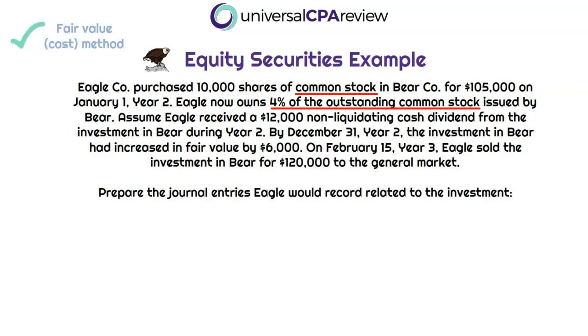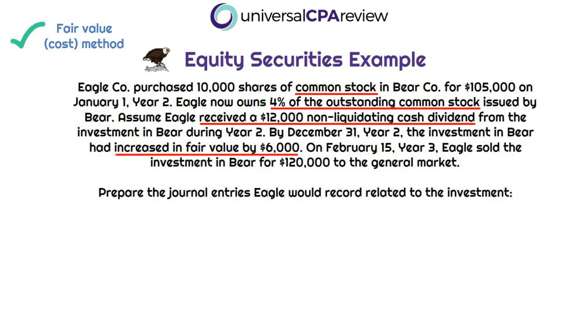So we'll go ahead and use the fair value or cost method to determine how to treat this investment in the financial statements. The next sentence states that we are to assume Eagle received a $12,000 non-liquidating cash dividend from the investment in Bear during year 2. So non-liquidating, we know that's basically just a normal cash dividend, and that's going to increase our net income. So we'll look at that here in a second.